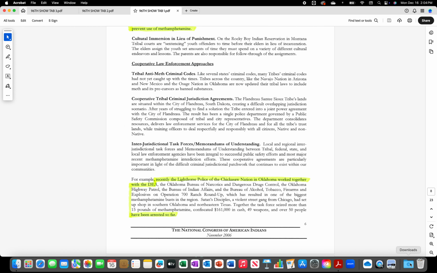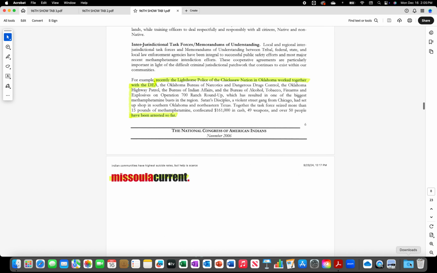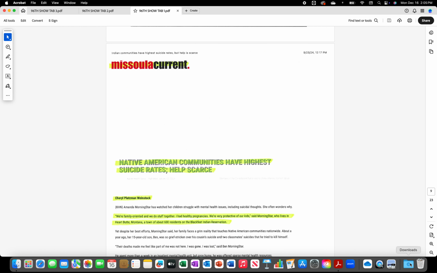Recently, the Light Horse Police of the Chickasaw Nation in Oklahoma worked together with the DEA, the Oklahoma Bureau of Narcotics and Dangerous Drug Control, the Oklahoma Highway Patrol, the Bureau of Indian Affairs, and the Bureau of Alcohol, Tobacco, Firearms, and Explosives on Operation 700 Ranch Roundup, which has resulted in one of the biggest methamphetamine busts in the region. Satan's Disciples, a violent street gang from Chicago, had set up shop in southern Oklahoma and northeastern Texas. Together, the task force seized more than 15 pounds of meth, confiscated $161,000 in cash, 49 weapons, and over 50 people have been arrested so far. Regular, schmegular stuff, you know.